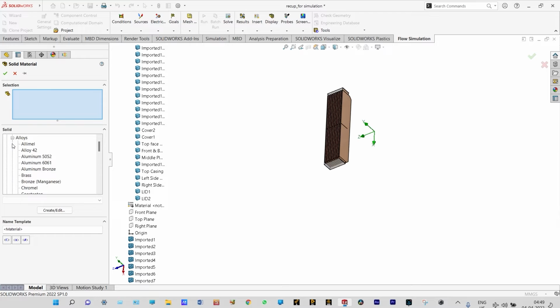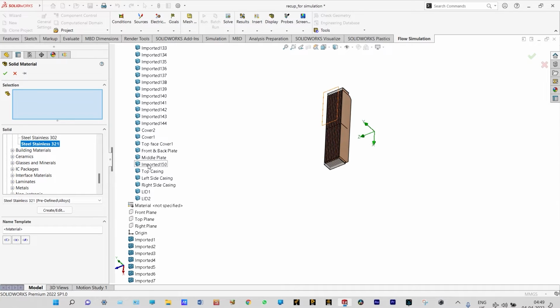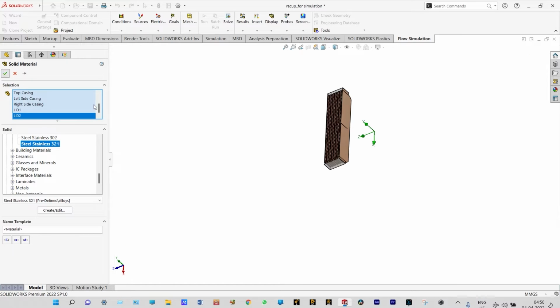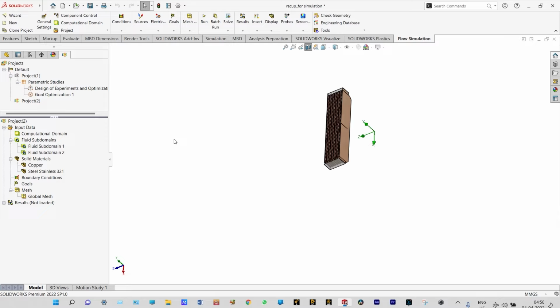Predefined alloys, it will be stainless steel 321, and you can select the materials from here. We have already named this one as top face and casings. Let us select all these things. The casing and the defined faces together with the lids are made up of stainless steel 321. Green check. So both the materials are defined.